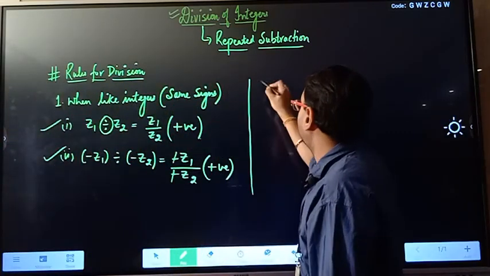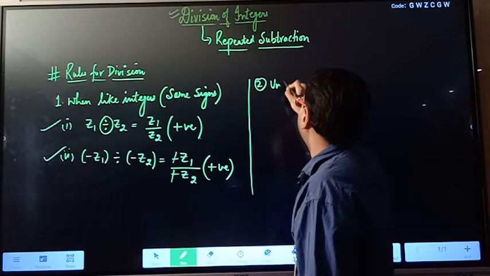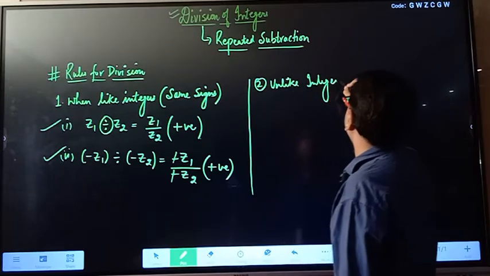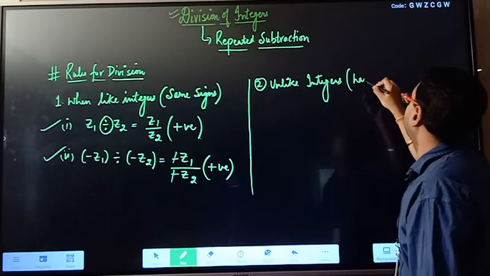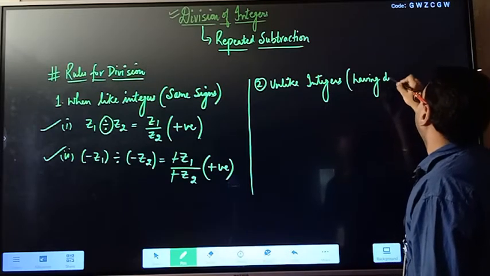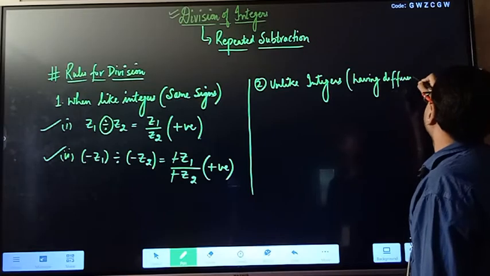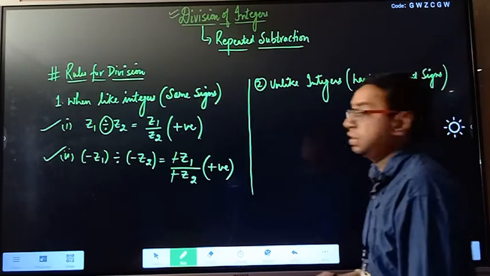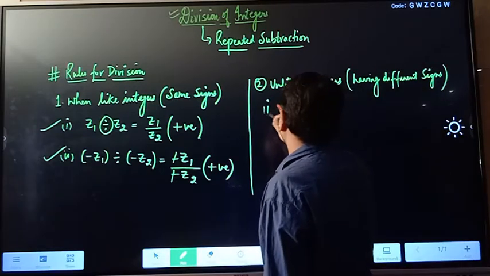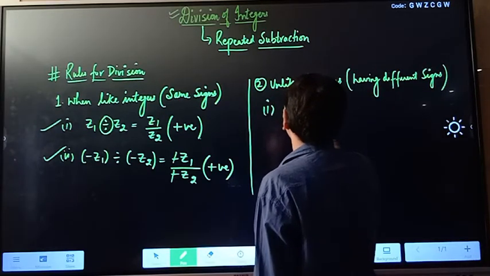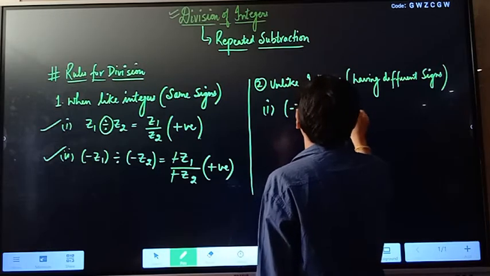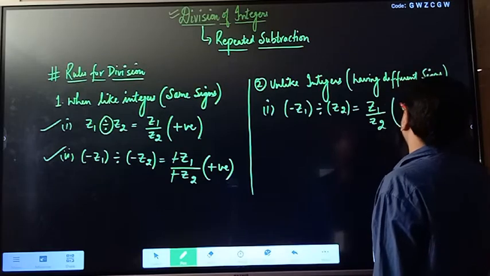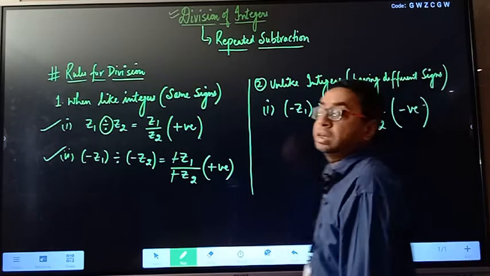Similarly, when we talk about unlike integers, unlike integers means having different signs. Having different signs means one is positive, another is negative. For example, minus z1 divided by z2 is equal to minus of z1 divided by z2, and the result will always have a negative sign.